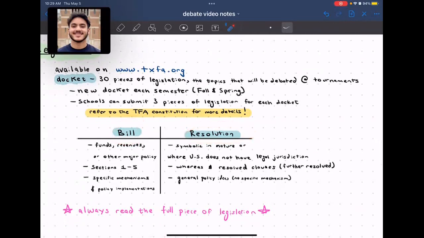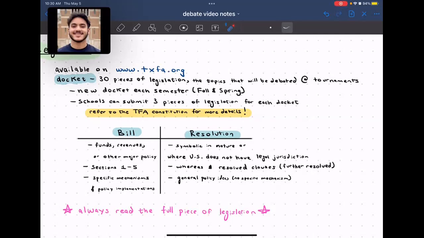So a bill talks more about funds, about revenues, or other major policy that the US is involved in, okay? And a resolution, in contrast, is more symbolic in nature. So somewhere where the US does not have legal jurisdiction. An example is the US Congress has the ability to increase the budget of the Department of Defense. They can increase that budget by $1 billion if they'd like to. And because of the Constitution, they have the rights and the powers to do so.